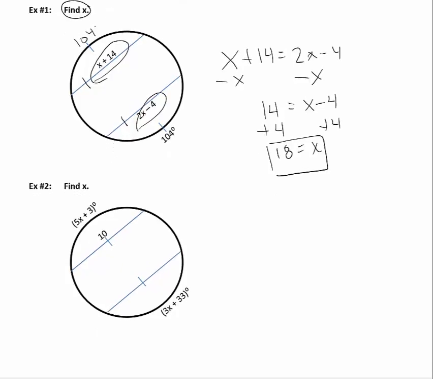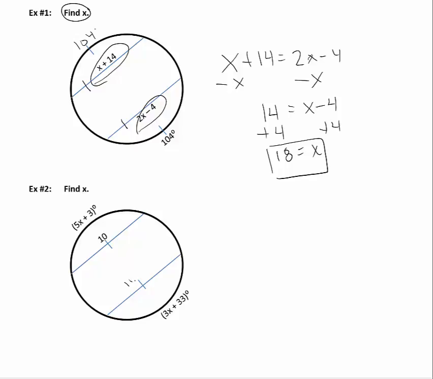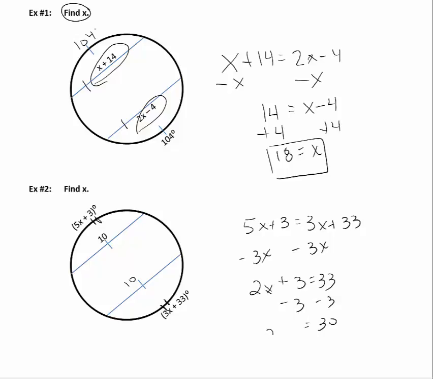So the same thing with this example number 2. The 10s don't really have a whole lot to do with the problem, just showing us that those two segments are the same. So we know that these two arcs are the same. And whatever the number of degrees they are, they'll be equal. And since we were supposed to find x, we found x.